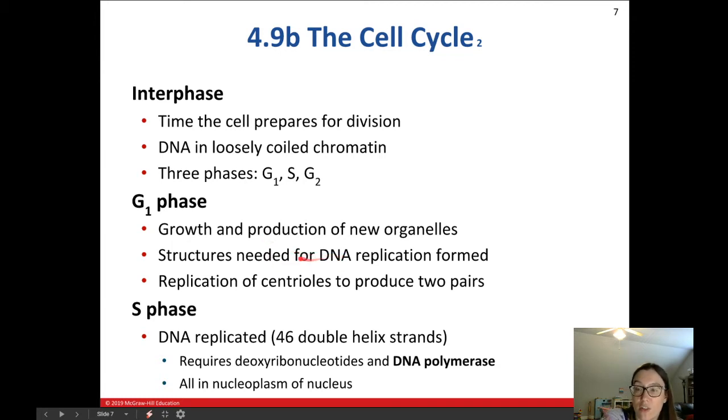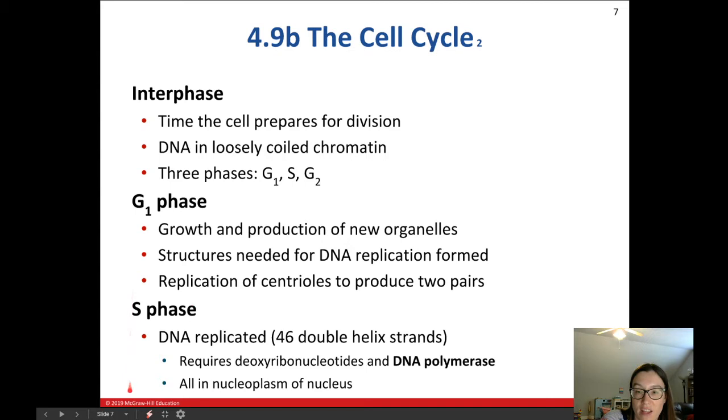The structures needed for DNA replication are formed too, because at this point the cell has 1 copy of all the DNA, but we need to take one cell and divide it into 2, so we need to make another copy of that DNA. So structures for DNA replication are going to be formed. And then finally, we have the replication of the centrioles to produce 2 pairs of centrioles at the end of G1 phase, which means 2 centrosomes.